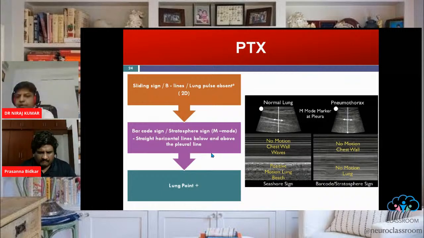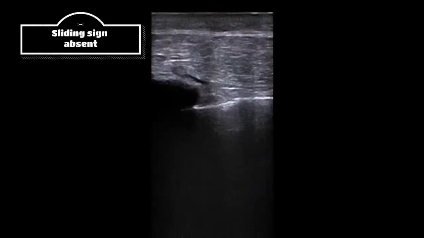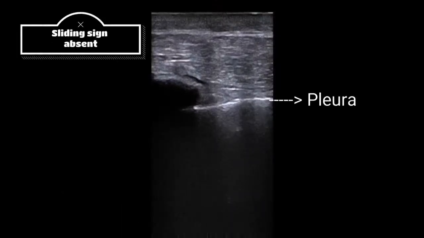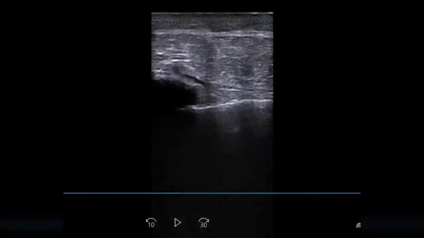First we have to start this probe from the anterior part of the chest and try to move the probe laterally, and you may find the lung point. Now the lung point is also a very, very interesting thing to find. If you are getting the lung point, can you run this video? We can see here that the sliding sign is absent. That means there is no movement of the pleura with the respiration.